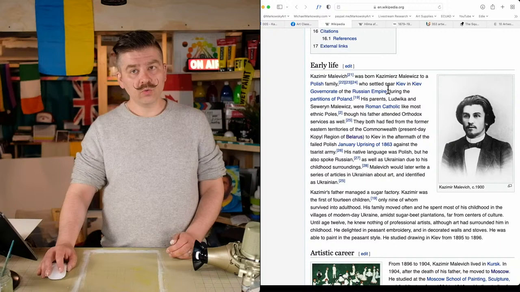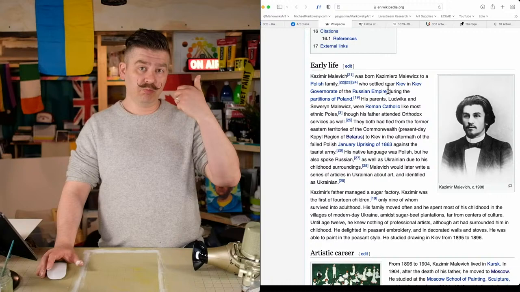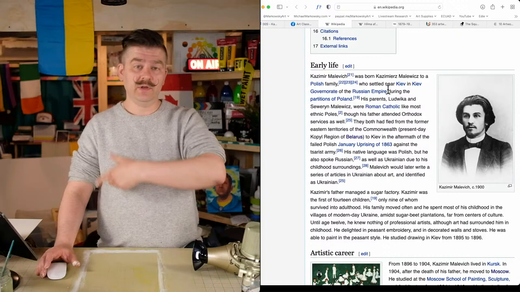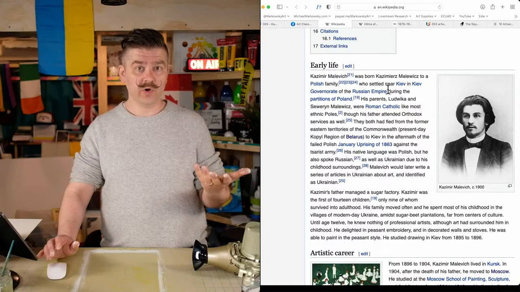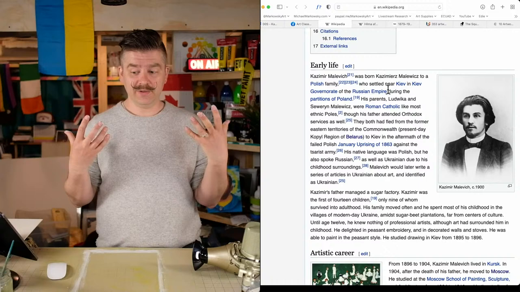His parents were of Polish descent, so he probably spoke Polish at home with his parents. He spoke Russian because Russia was occupying Ukraine at the time, and he also spoke Ukrainian because a lot of the people in his community spoke Ukrainian. And Ukraine literally means borderlands. That's the root of the word.